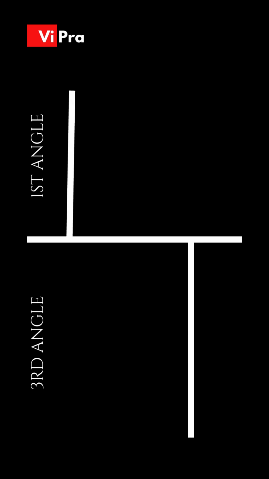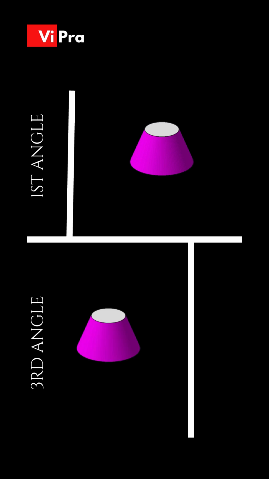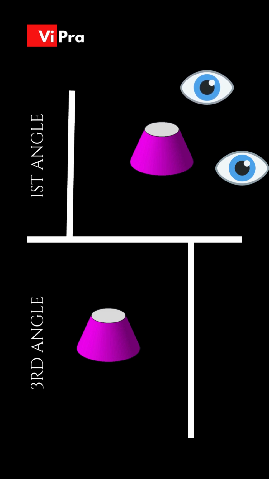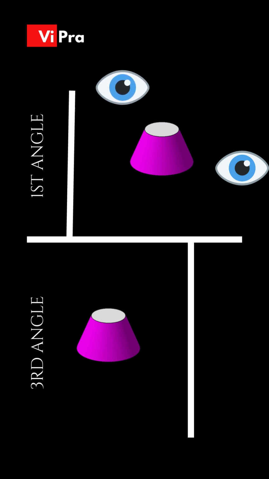When we mention first angle projection in a drawing, we are indirectly stating the object is in the first quadrant, and for third angle projection, the object is in the third quadrant. Let's understand the difference. Note that in both cases the observer is always on the right side or top side of the coordinate planes.